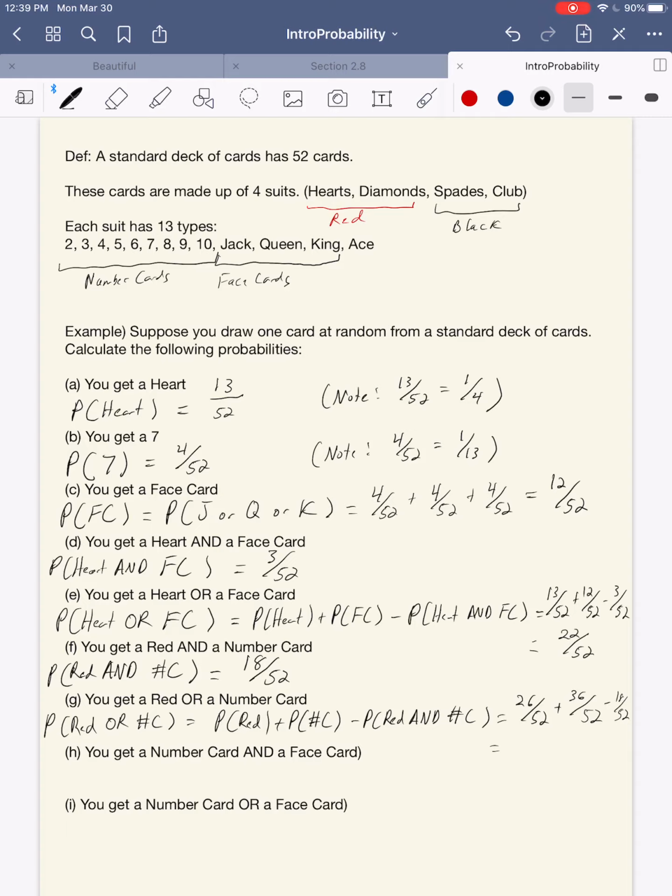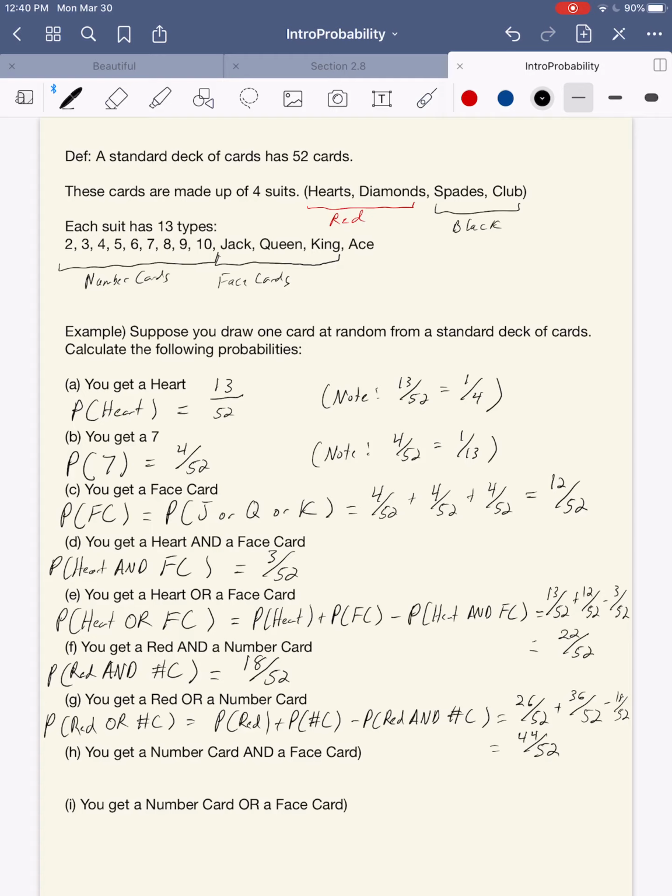Sounds like 44. So we should get 44 out of 52. Does that sound right? Yeah, that sounds absolutely right. 44 out of 52. All right. So we're saying there that the probability that you get a red or a number card is 44 out of 52.